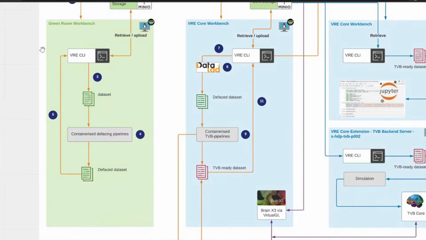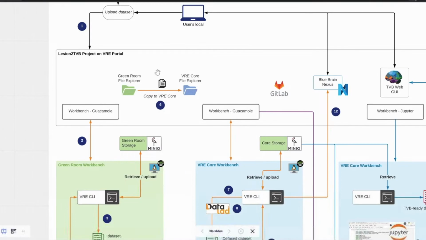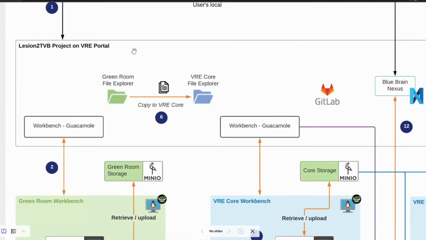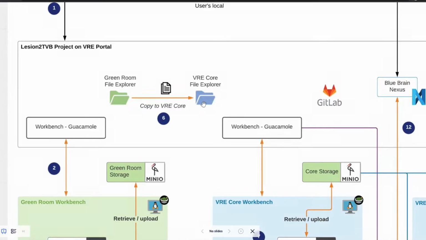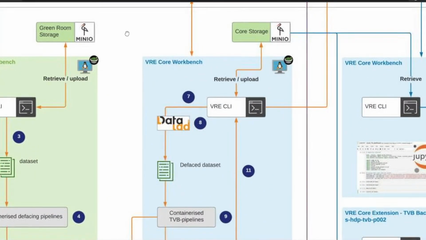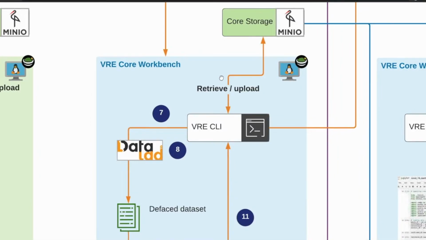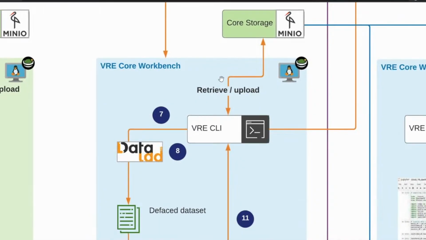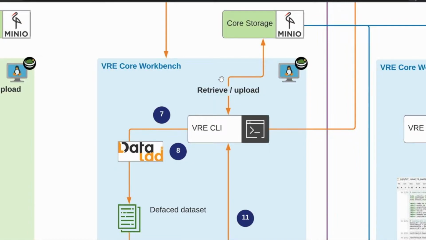And in step 6, in the portal, the project administrator, for example, the PI, can approve the data to be copied from the green room into the core zone, where now we have access restrictions to all VRE users that have been specifically assigned to our Lesion to TVB project. With the data available in the core zone, we can, in step 7, use the workbench tools specific to our core zone by again retrieving the data using the command line interface tool, and already enable additional features such as, for example, provenance tracking using the integrated data lab that we have available as well.